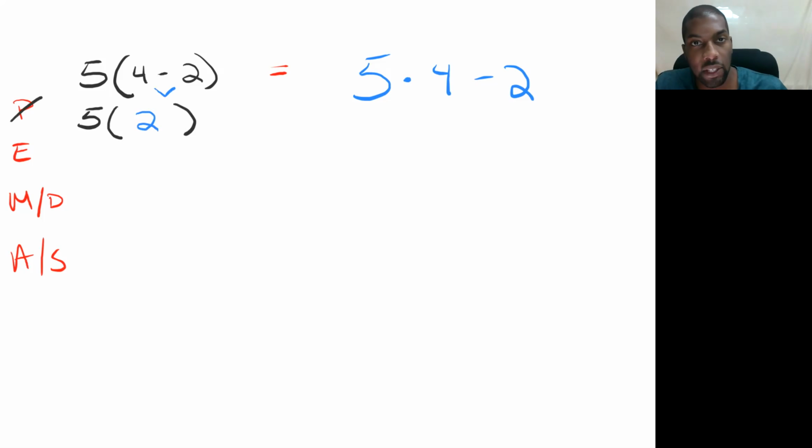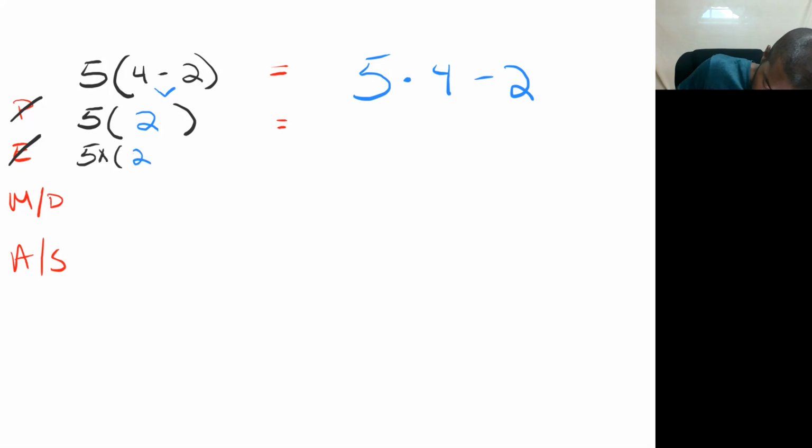Do I have parentheses on the other side? No, so I can keep going. Okay, do I have any exponents on either side? Nope, so I can keep going. Do I have any multiplication or division? Aha, I do. On both sides, I have multiplication. In fact, here I have really 5 times 2. And over here, I have 5 times 4, right? So in reality, I have multiplication on both sides.